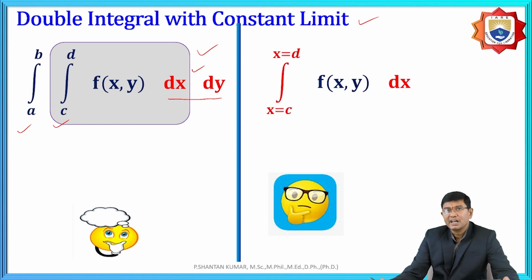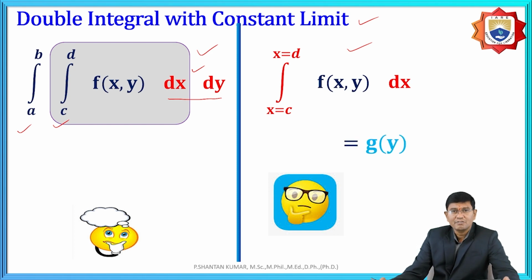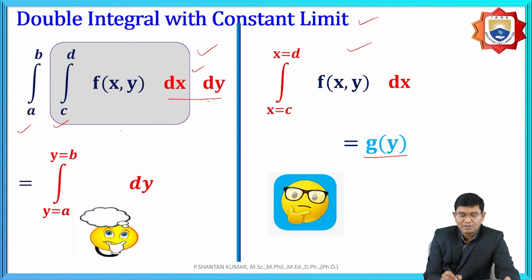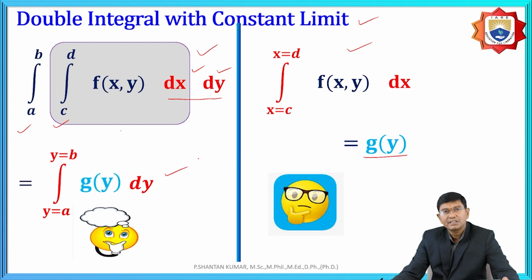First of all, we need to calculate the inside part of the integral. After that simplification, whatever value we get is treated as a function g of y, and that g of y can be replaced inside the integration part. After that, you need to integrate with respect to the rest, that is dy. That means in double integration, first we do the inside of the integral with respect to dx, and after that simplification, only then do we integrate with respect to y.